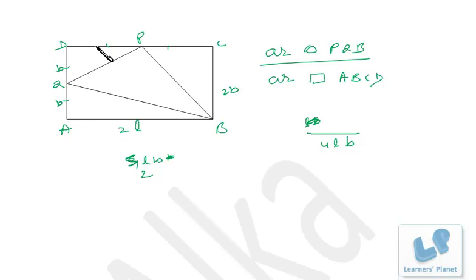So the combined area of these three triangles is 2.5 LB and the total area is 4 LB. So the remaining area of triangle PQB is 1.5 LB. So that's 3 by 2. So it's 3 by 8. Okay, I hope you are clear.